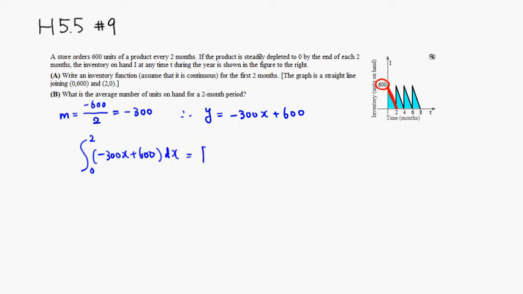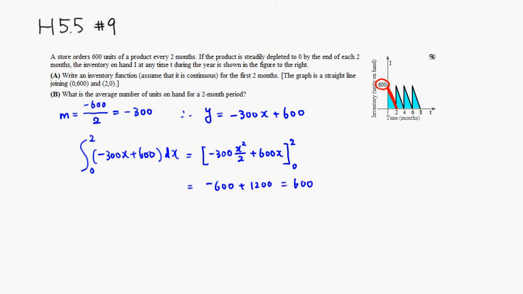So you have negative 300, the antiderivative of x is x squared over 2, plus the antiderivative of 600 is 600x, going from 0 to 2. Then you plug in 2, so one of the 2s cancels out, and 2 times negative 300 is negative 600, plus 600 times 2 is 1200, minus, if you plug in 0, it's going to be 0, so you just get 600.